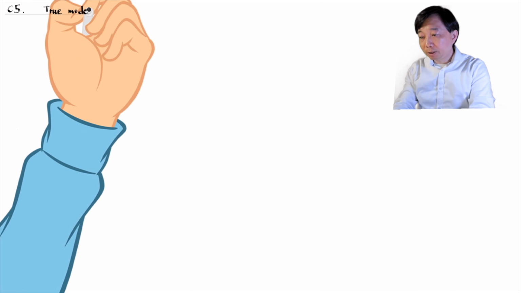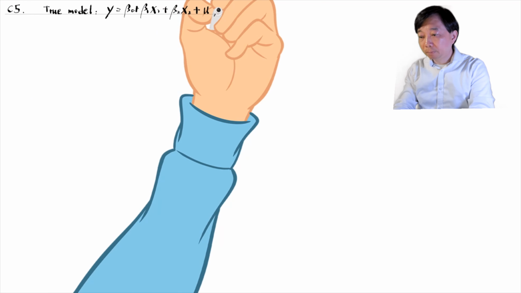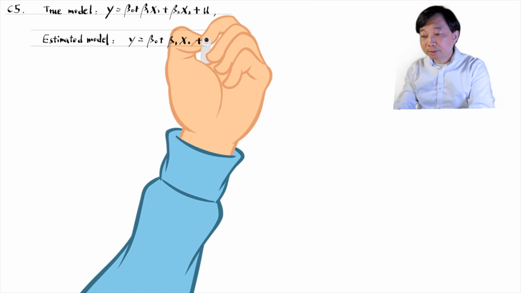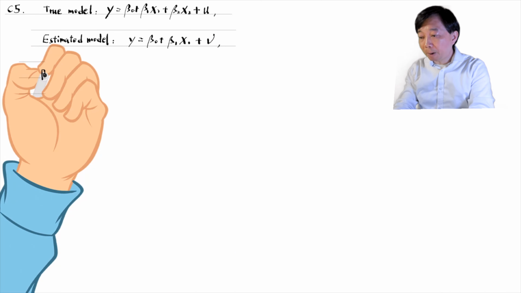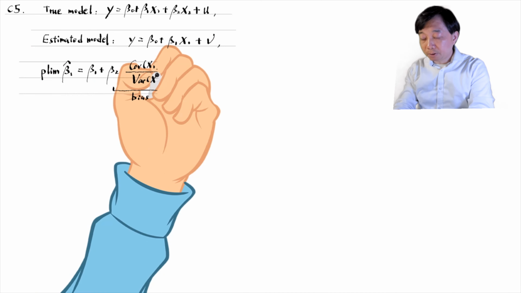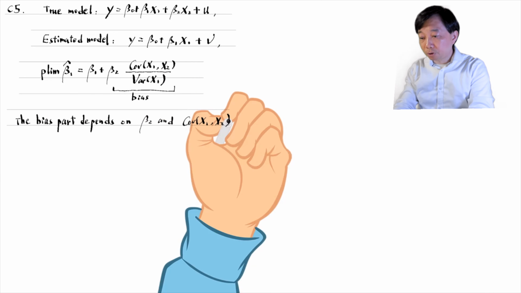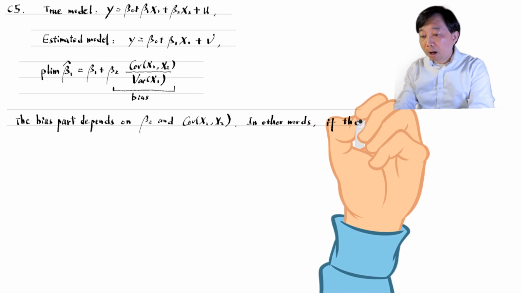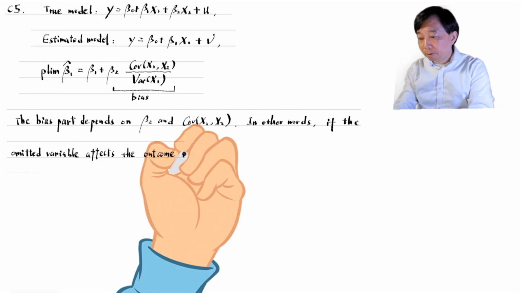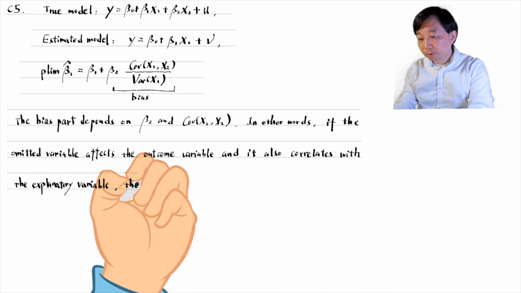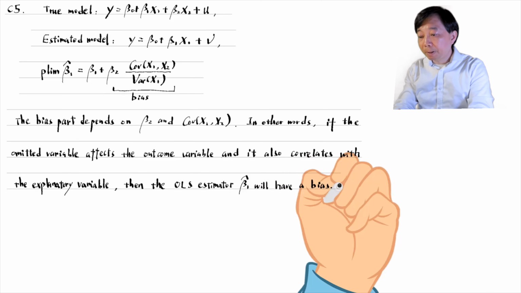We can write down the omitted variable bias formula. Suppose we omit x2 from the model, the OLS estimator beta 1 hat is biased, and the bias depends on beta 2 and the correlation between x1 and x2. In other words, if the omitted variable affects the outcome variable and it also correlates with explanatory variables in the model, then the OLS estimator beta 1 hat will have a bias.